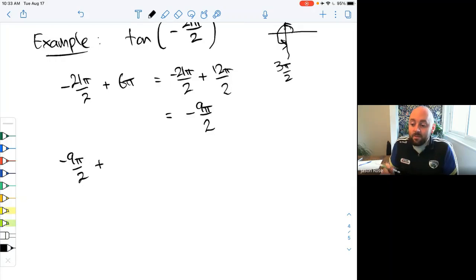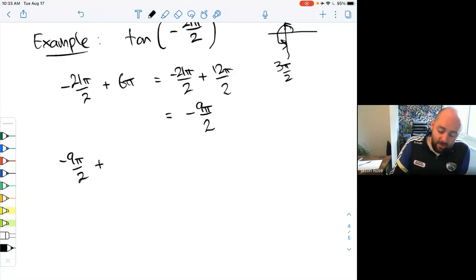Jamal, it has to be even. It has to be even multiples of pi. 2 pi, 4 pi, 6 pi, 8 pi. I can't do 5 or 11 or anything like that. So another 6 pi, right? So let's try 6 pi again.